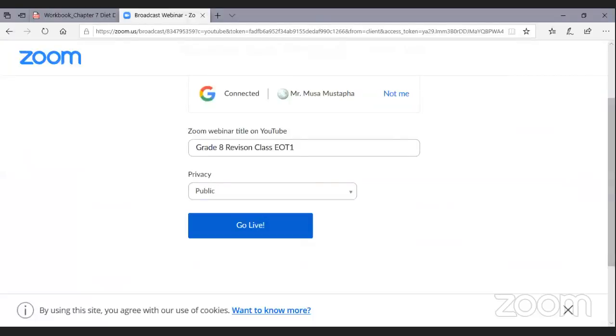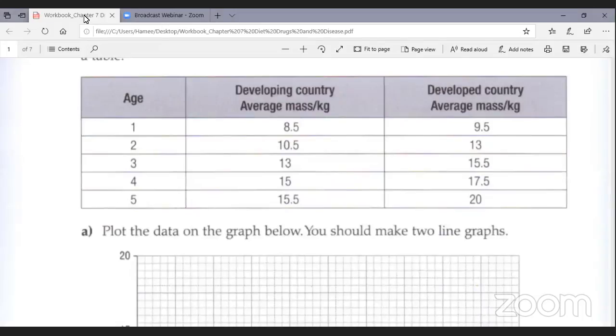The kids of the same age usually have less mass in the developing country compared to the ones in the developed country.